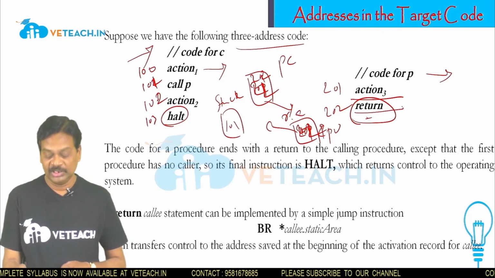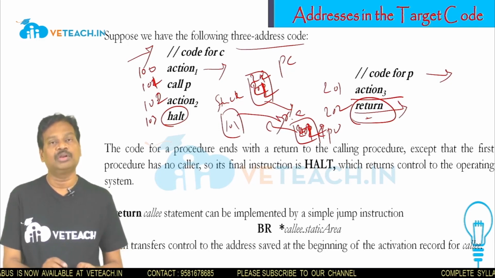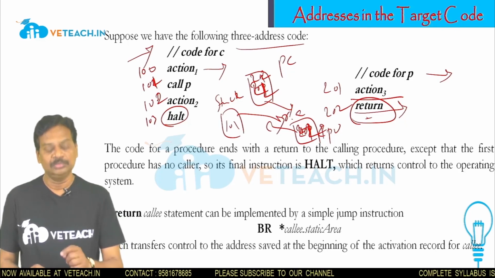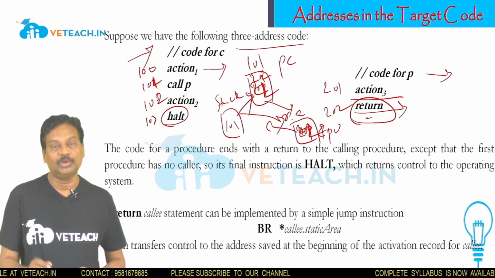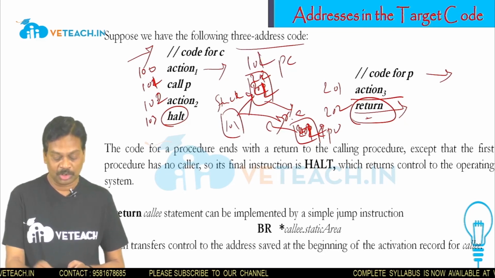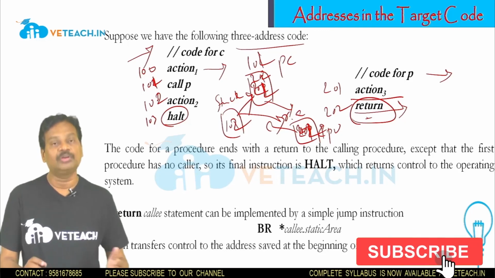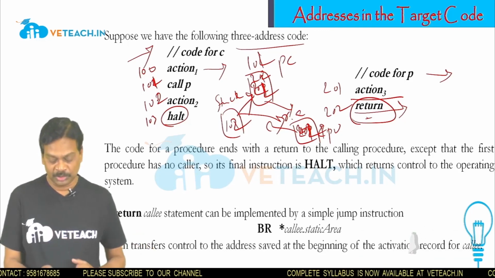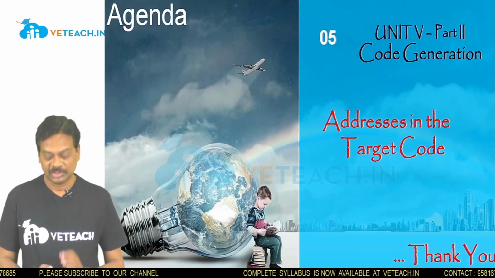Immediately after seeing this return, it switches the address: 101 is popped from the stack and stored into the program counter. So the program counter again becomes 101, then it becomes 102. The 102 will be executed, and finally 103 will be executed and it will come out of the loop. So this is what we have discussed. This is about the addresses in the target code.